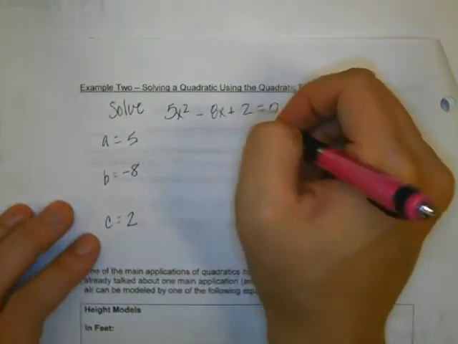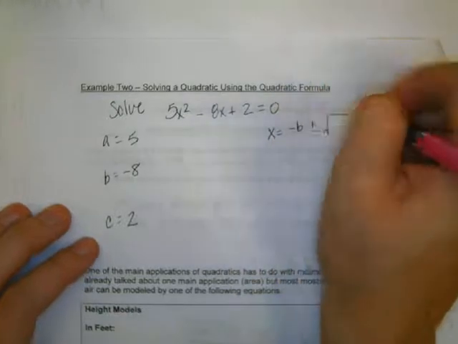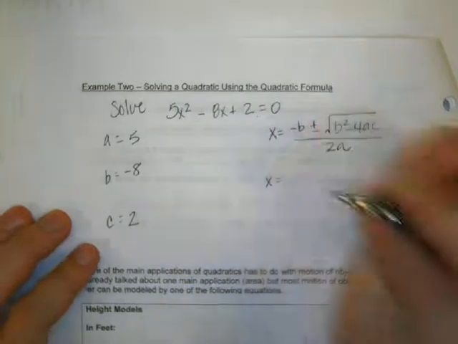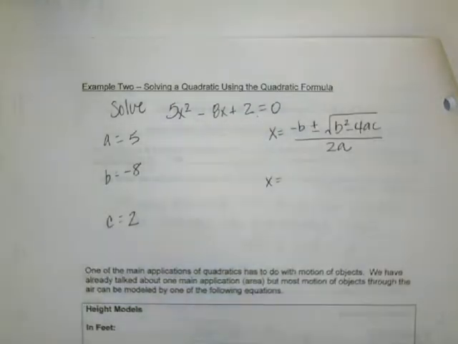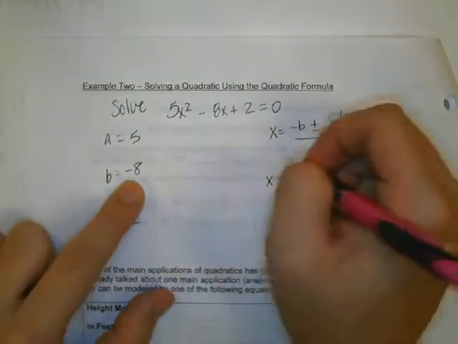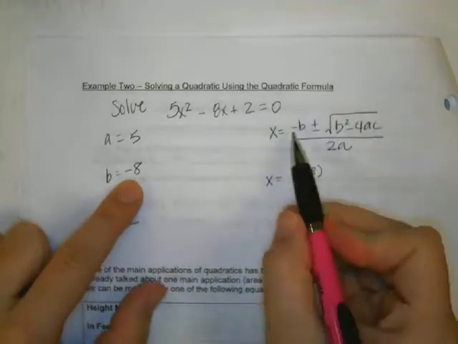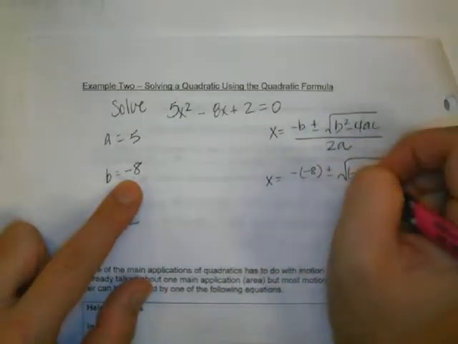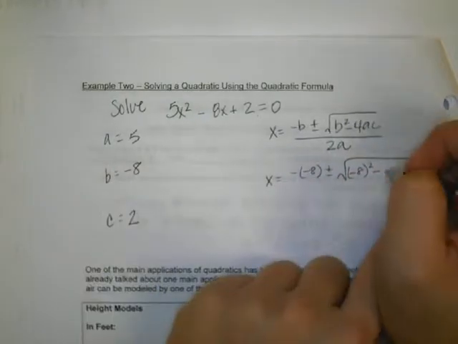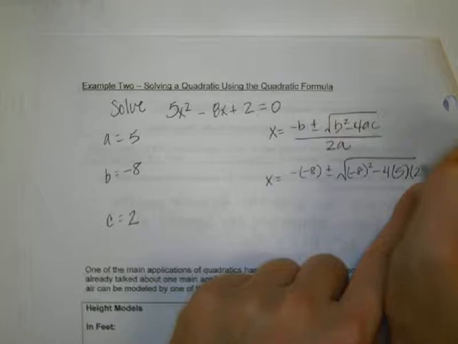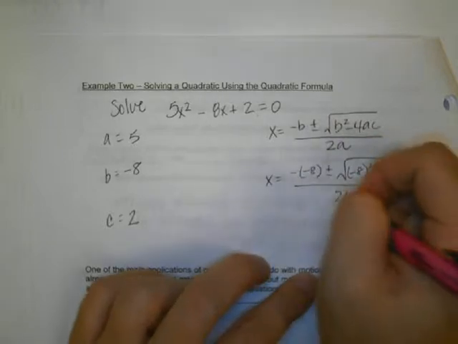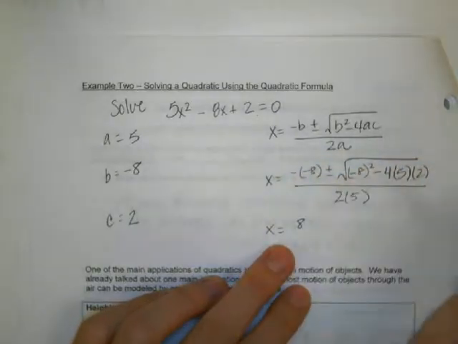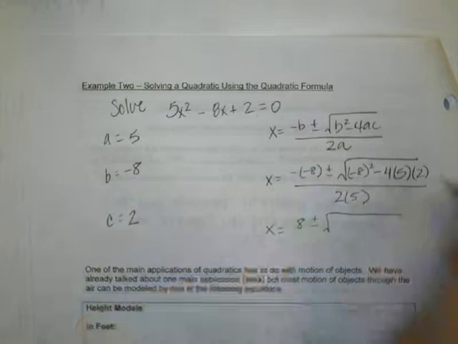And then in my formula, negative b plus or minus the square root of b squared minus 4ac all over 2a, I'm going to go ahead and plug in the information where it belongs. So my b is -8. So negative b is a negative 8. B squared minus 4 times a times c all over 2 times a. Negative negative ends up being +8. Negative 8 squared.